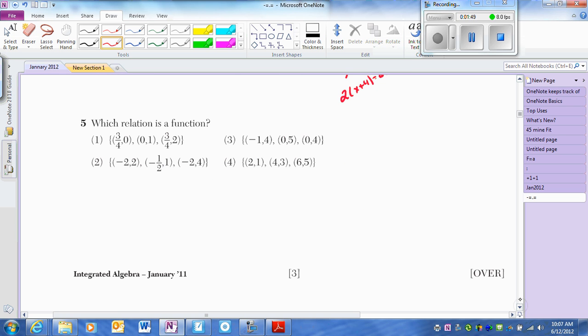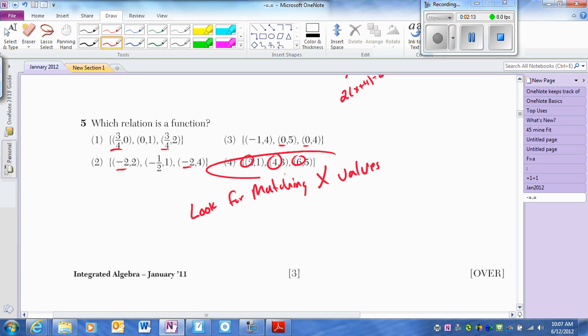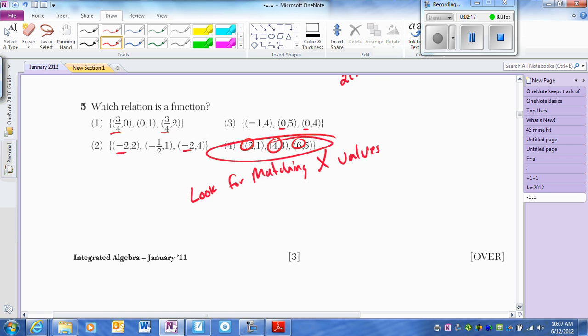Which relation is a function? It's a function if it passes the vertical line test. And so you could plot all these points and see which one passes the vertical line test. Or you can look for matching X values. This one has 2 and 3, 4. This one has a -2 and a -2, 0 and a 0. This one, all the X's are different. So this is the function. Because these all, if I graph them, they would fail that vertical line test.